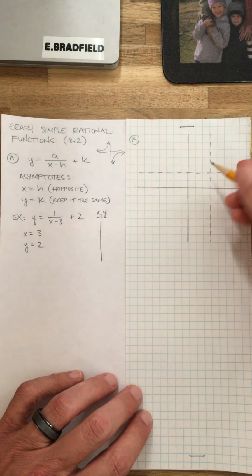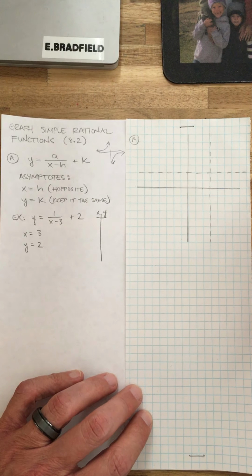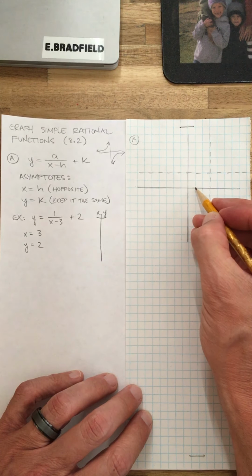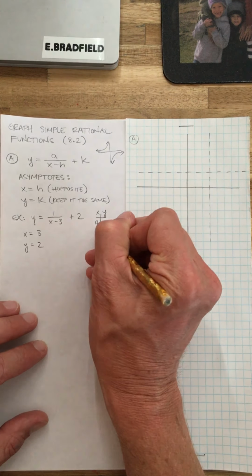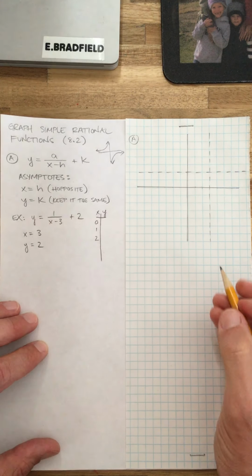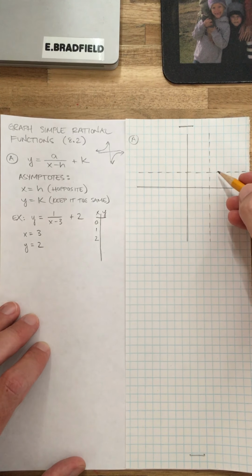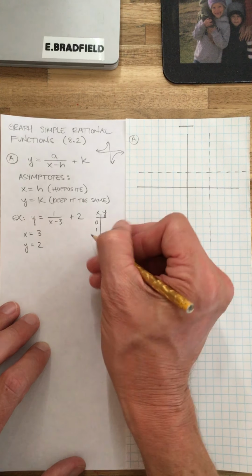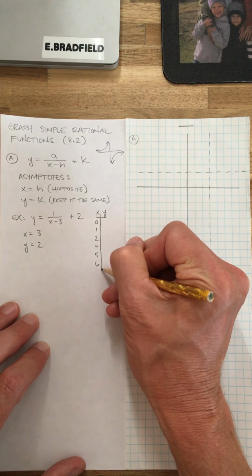Now I'm going to take 3 points to the left of my vertical asymptote and 3 points to the right of my vertical asymptote. So I'm going to take these three guys here, 0, 1, and 2. So x is 0, 1, and 2, okay? And then I'm going to take 3 points to the right of my vertical asymptote. So that's going to be, let's see, 1, 2, 3. So 4, 5, and 6. Okay, so 4, 5, and 6.